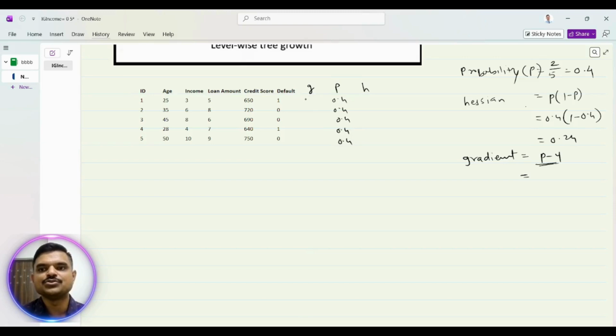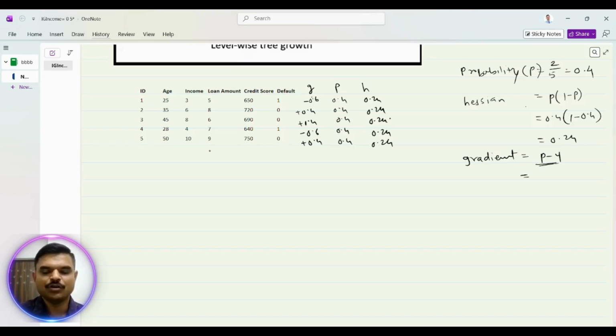Then gradient will be equal to probability minus actual value. So here it is 0.4 minus 1, which is equal to minus 0.6. Here it is 0.4, which will be plus 0.4, minus 0.6, and plus 0.4. And Hessian will be equal to 0.24, 0.24, 0.24, 0.24. Everywhere it is the same because the probability is the same for all.